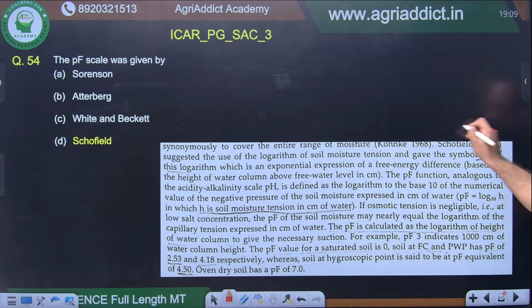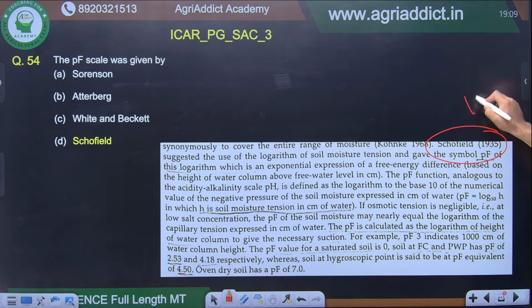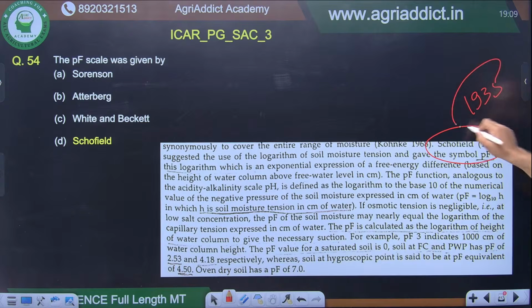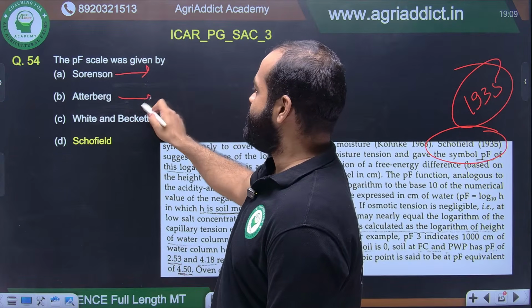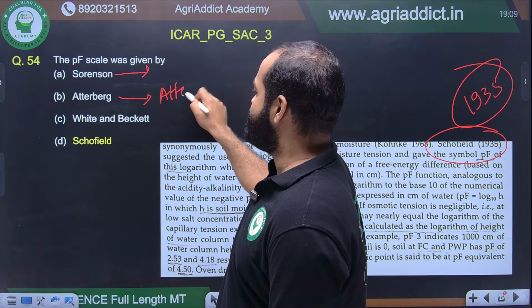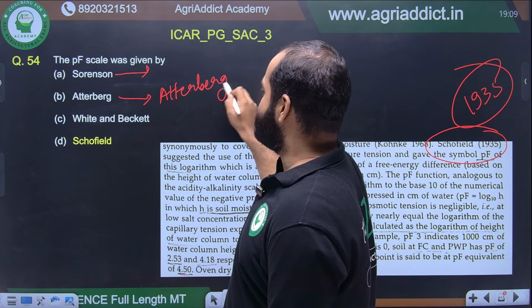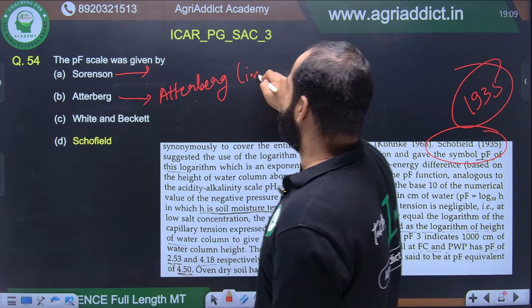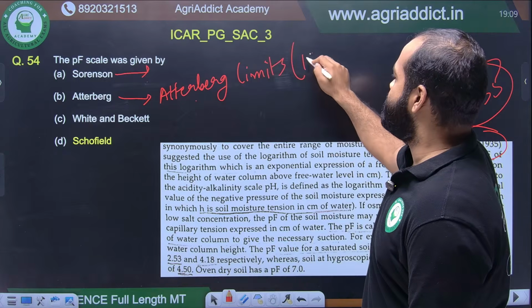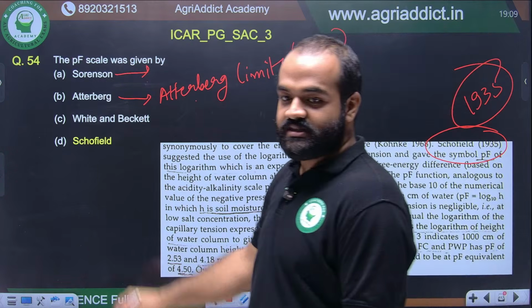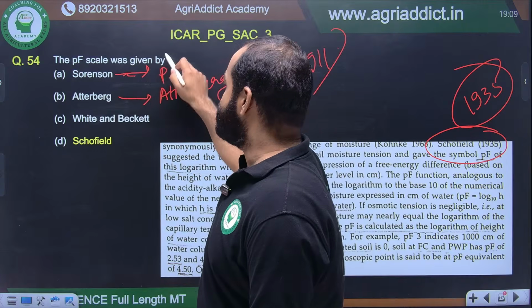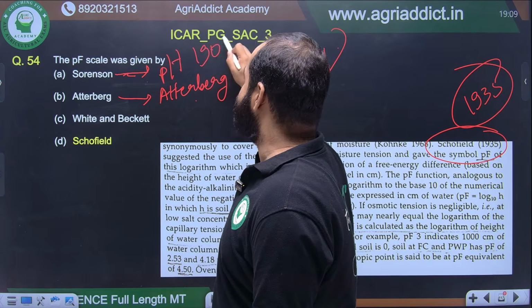Here again, I have given the same PPT. It is 1935, given by Schofield, the PF scale. Here, Sorensen, Atterberg gave Atterberg limits. Swedish scientist Atterberg gave Atterberg limits in 1911. And Sorensen gave pH. Yes, Shomik, you are correct. Sorensen gave the concept of pH in 1909.